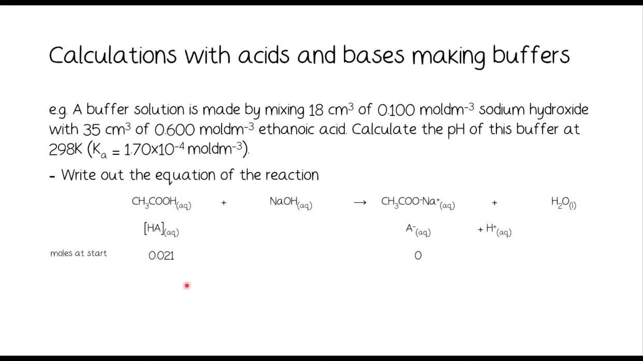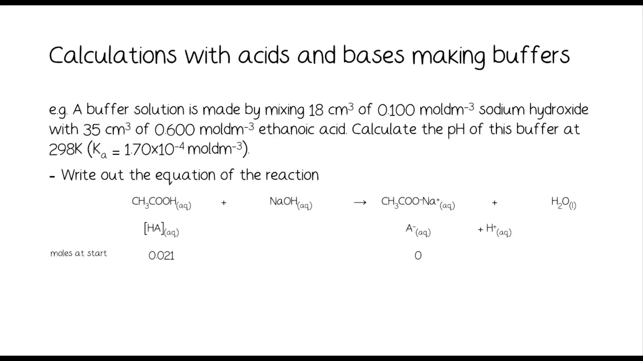So the moles of HA at the start is your concentration times the volume. They've told us the concentration is 0.6, and they've told us the volume is 35. So you would do 0.6 times 35 divided by 1,000. We assume that A minus at the start is 0 because this is a weak acid, so its equilibrium is very, very far to the left. Obviously, when you mix the two together, you're making A minus, so that changes.